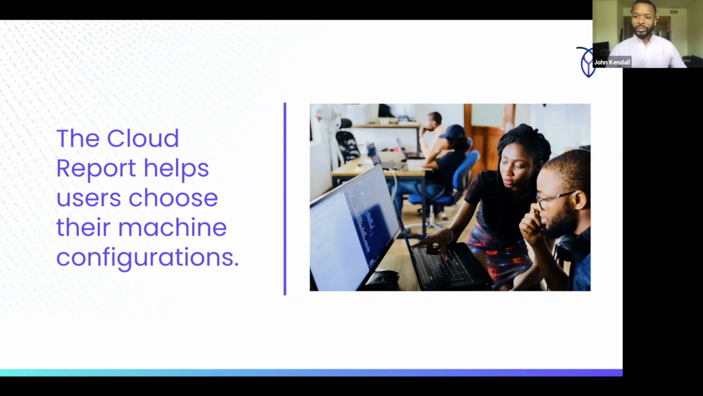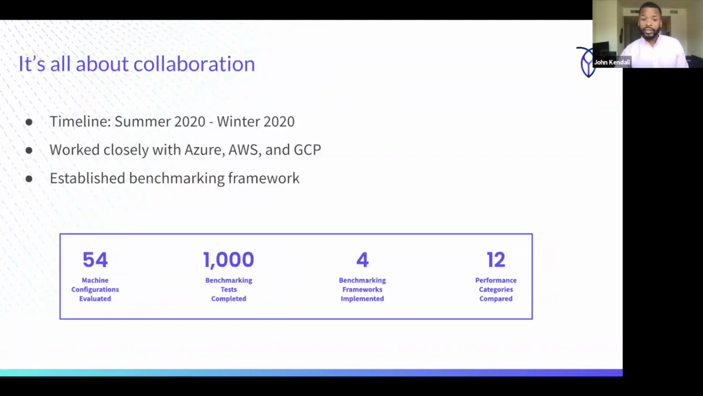And also the greater community finds great value in having this data and in-depth analysis of what some of the trade-offs are and what it looks like for each of the machine configurations that we picked for the clouds. And it also helps us internally as we use this data for our analysis.